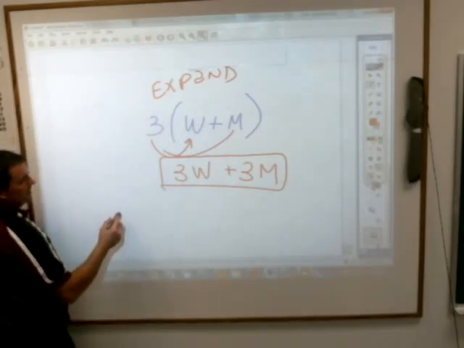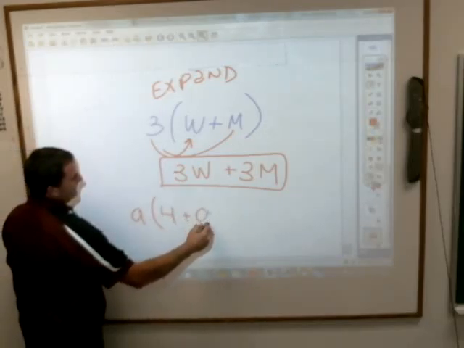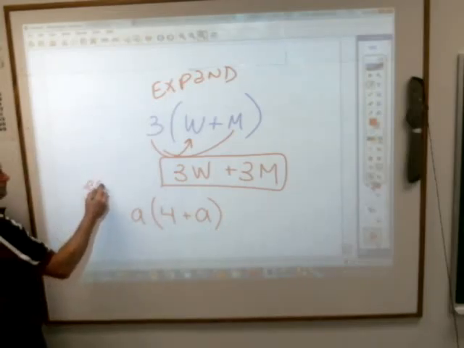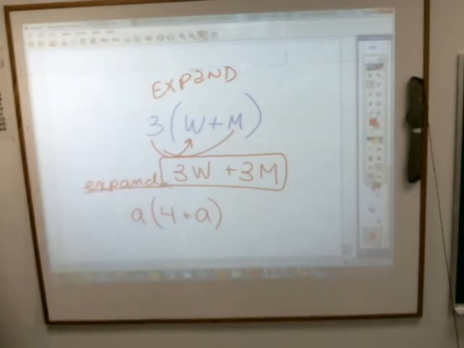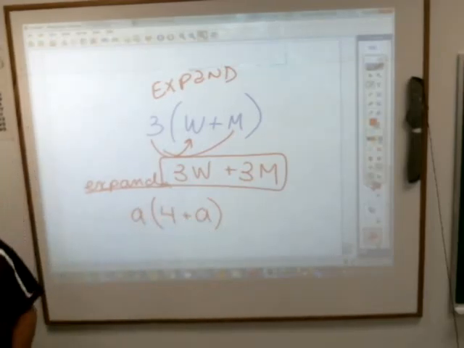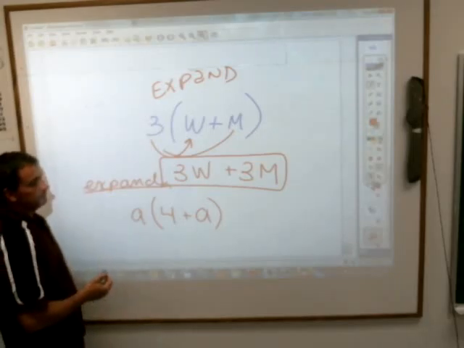What if I have A times 4 plus A? If I tell you to expand that, what do you suppose my answer would be? In other words, if I use the distributive property and multiply that by both of those things, what am I going to get? Bailey Lane. A4 plus AA.